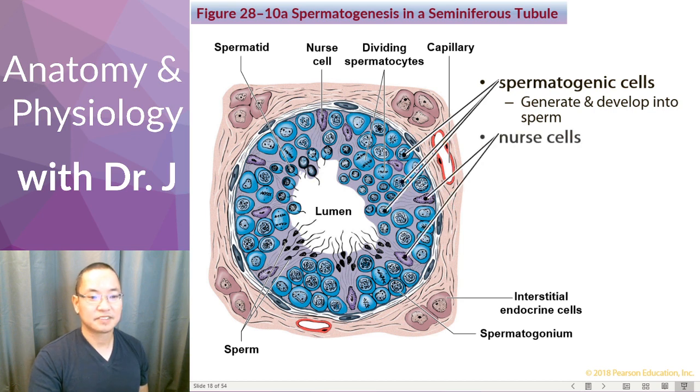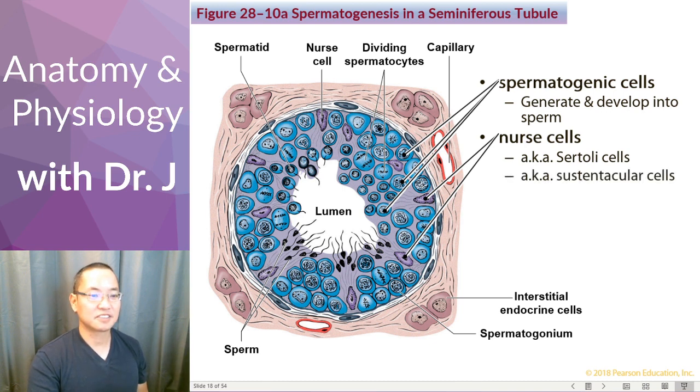Now then what we have here are nurse cells. Nurse cells are not actually going to develop into sperm, but they're very important. The process of developing sperm requires a lot of nutrients, a lot of protection, and also sustaining. You might also hear the name Sertoli cells or sustentacular cells. They help to sustain the sperm. Again, nurse cells or Sertoli cells do not develop into sperm, but they help sustain sperm and help them along to grow up into mature sperm.